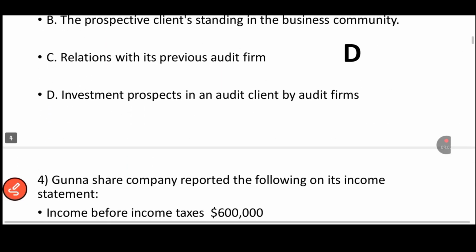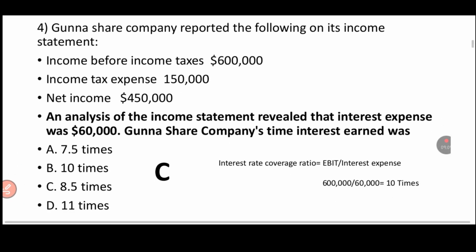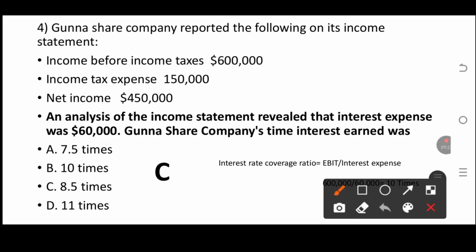Let's dive into the fourth question. The fourth question is about a problem. Actually, this problem has some wrong sides. Actually, it has a problem.